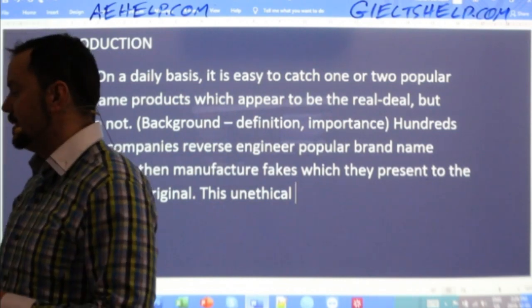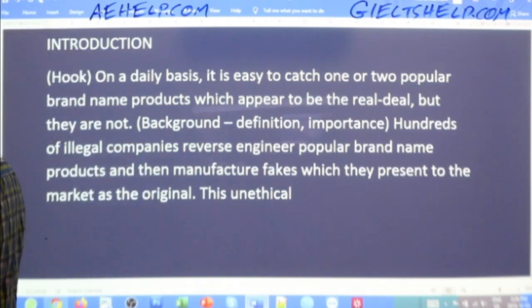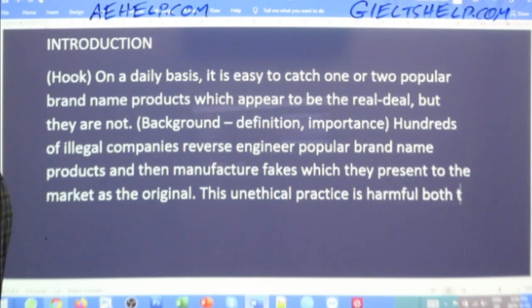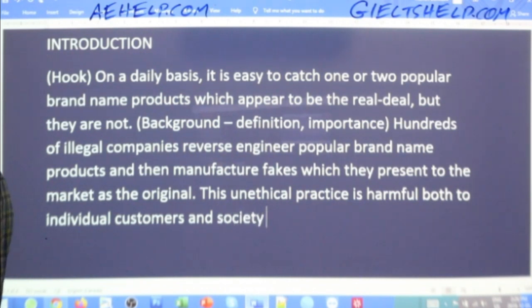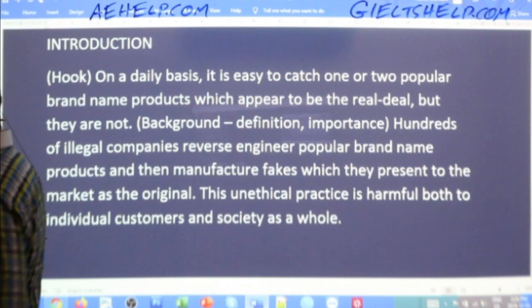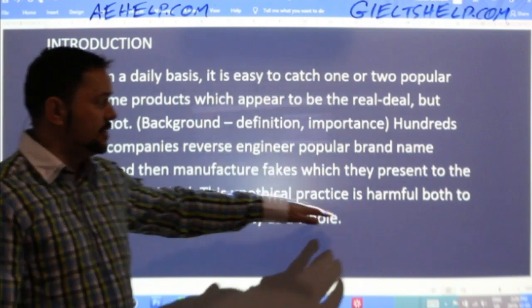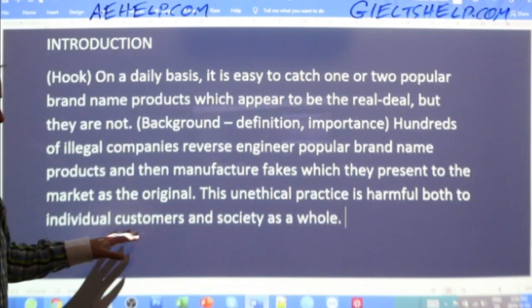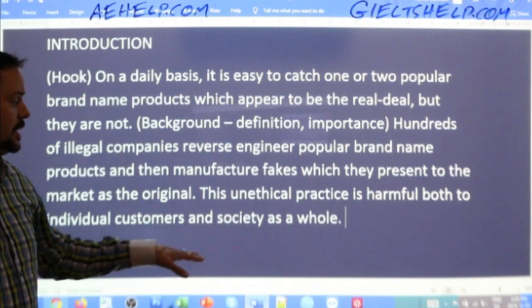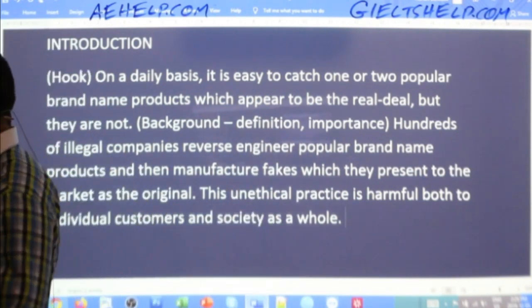This is where the computer-based exam is a little bit more forgiving. You can go back and add such words a little bit easier when you're typing. So this unethical practice is harmful both to individual customers and society as a whole. Okay, so this is why it's important to discuss this topic, because it's unethical. It harms the customer when they buy a fake product thinking that they bought the original, and it damages society. Okay, so it hurts society.